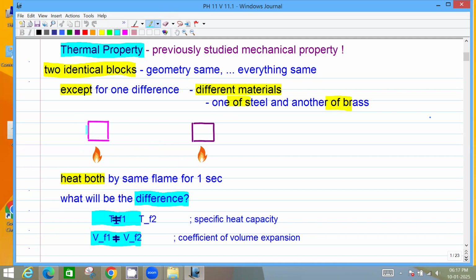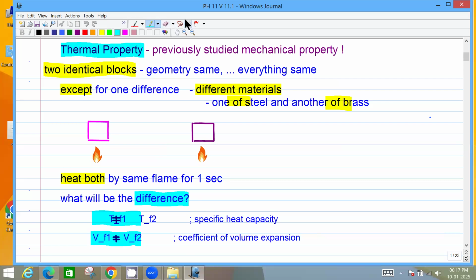Consider two identical blocks shown here, and both of them are heated with the same flame. These two are identical except they are of different materials. For example, one can be of steel, other can be of copper. So just because of the difference in the material, what will be the difference in the outcome? First thing is, since they are of different materials, the amount of expansion when heated could be different. That we can say the coefficient of volume expansion of the material is different.